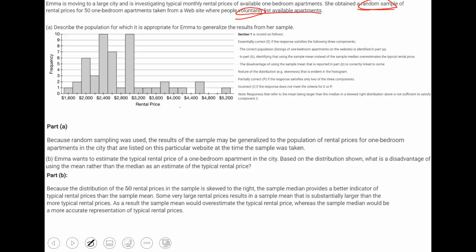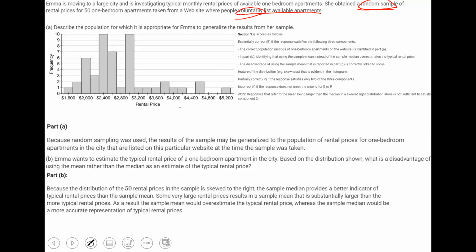Okay, it depends on who is collecting the data. If this was a website, obviously you can say it's a voluntary sampling, but the website isn't concerned about the data. It's Emma, right? Emma is still collecting a random sample.